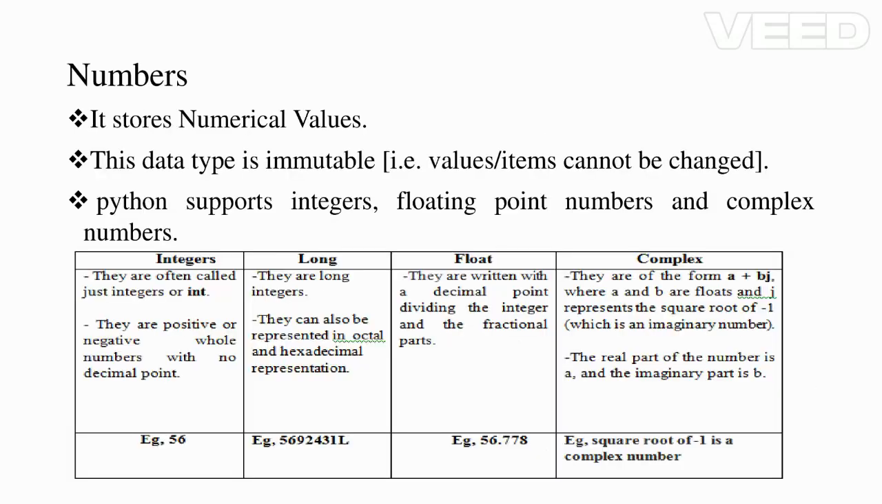Next one, numbers. A number is one kind of data type. Already we have seen that. First one, it stores numerical values. This data type is immutable. Immutable means values cannot be changed or items cannot be changed. Python supports integers, floating point numbers, and complex numbers. I'm showing the differences between integer, long, float, and complex with an example. I am giving that differentiation.